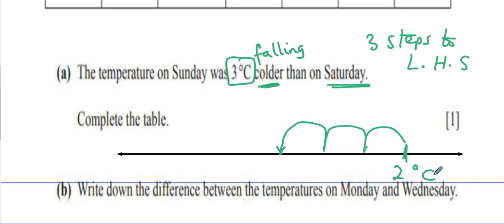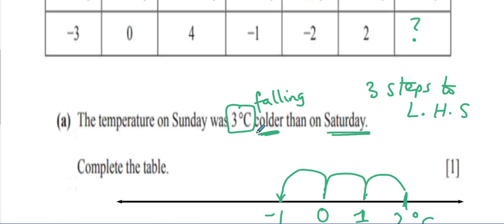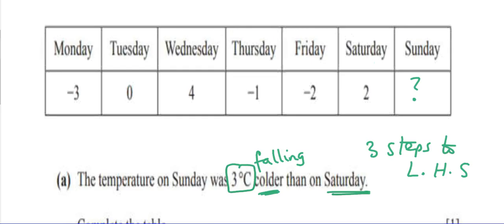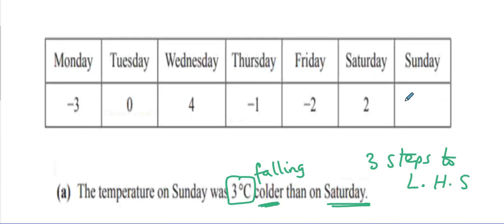Now, from 2 degrees centigrade, drop down. This is 1 degree centigrade. Drop down. This is 0 degrees centigrade. Drop down. This is -1 degree centigrade. So, what was the temperature on Sunday? The temperature on Sunday was -1 degree centigrade.